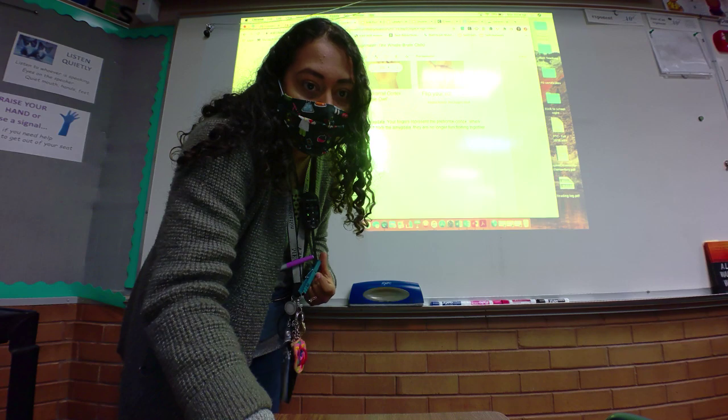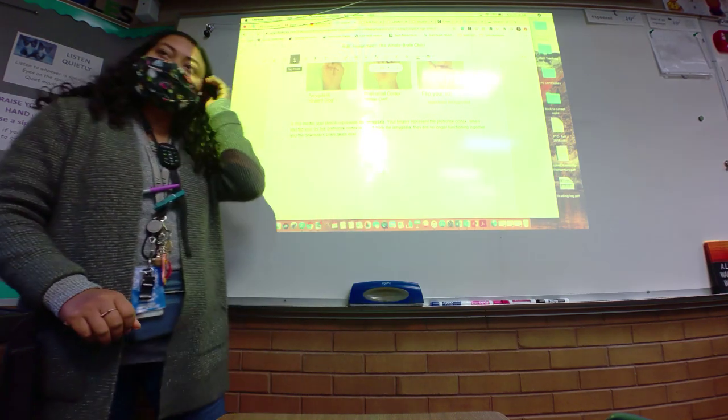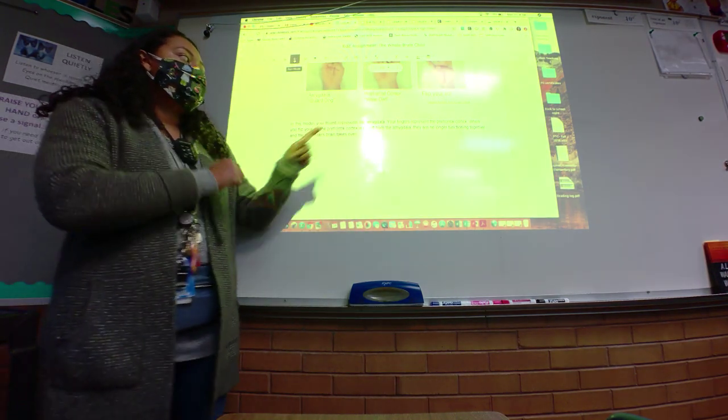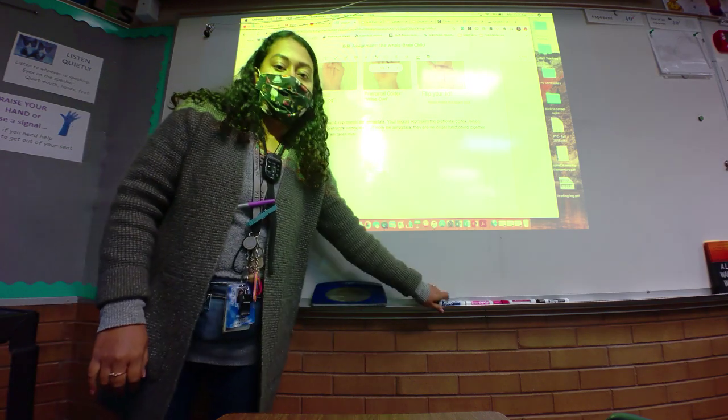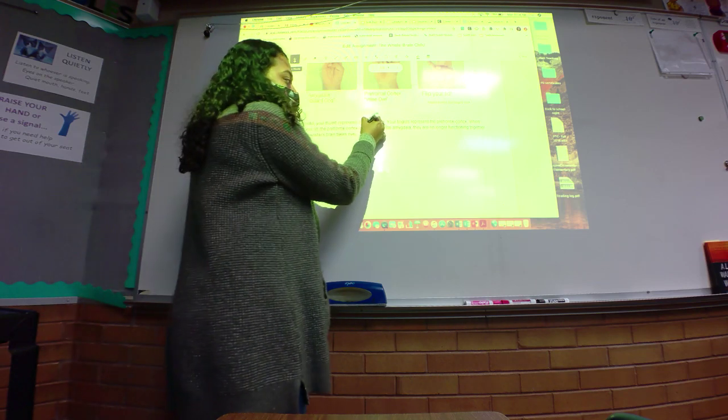Okay, so let's highlight the answers. So what does the thumb represent? So get your highlight tool quickly. Your thumb represents the amygdala. So highlight amygdala.